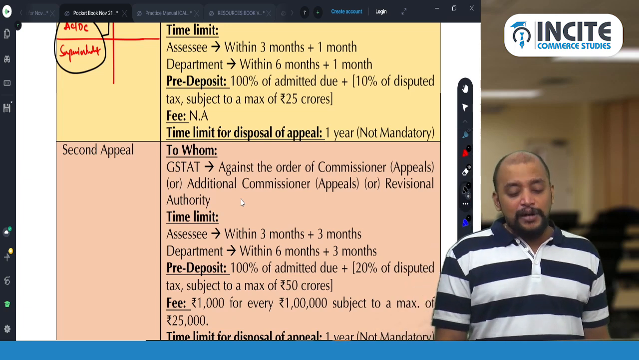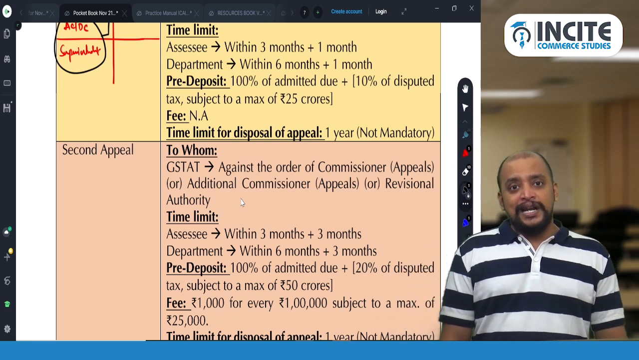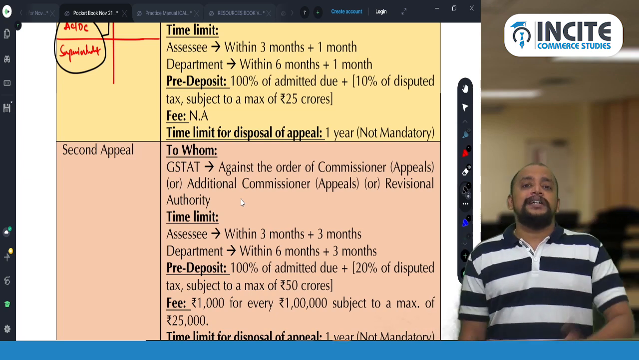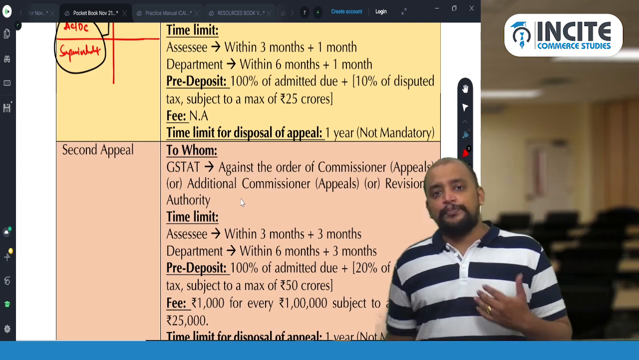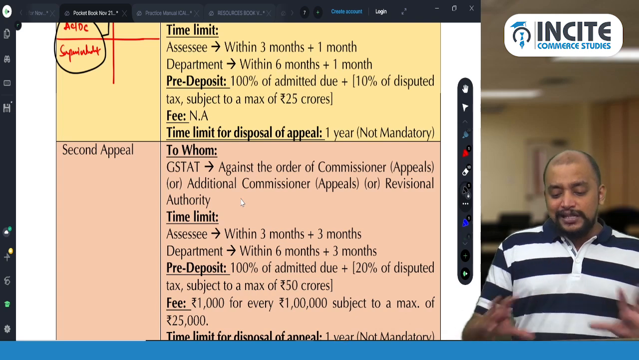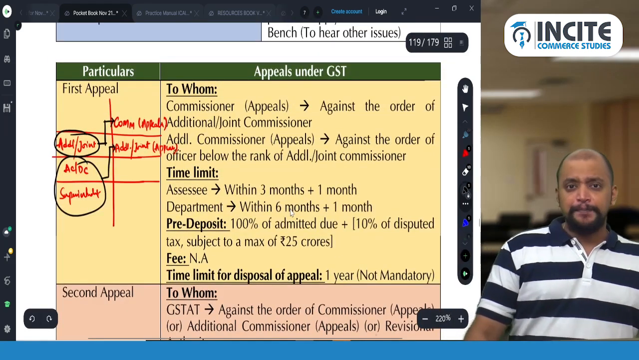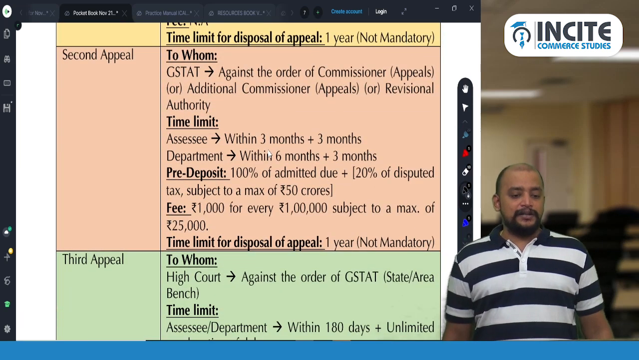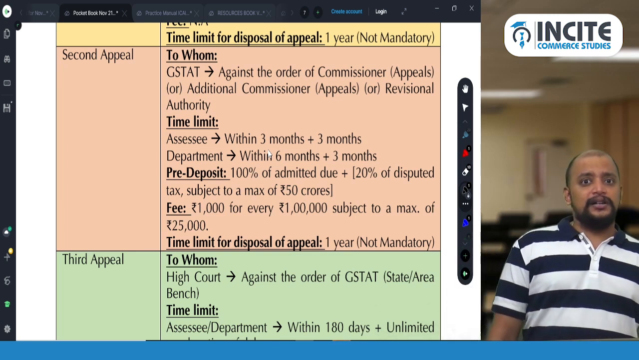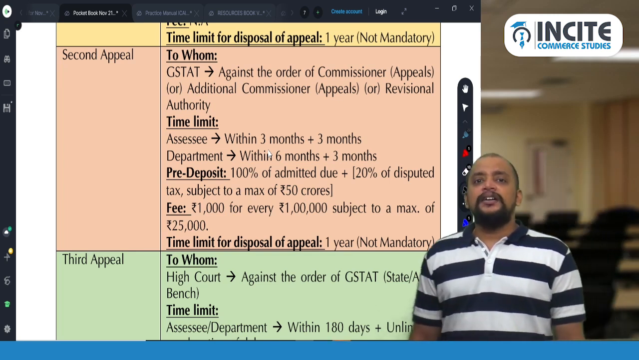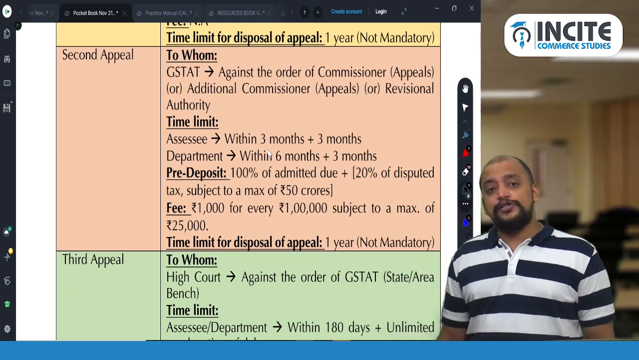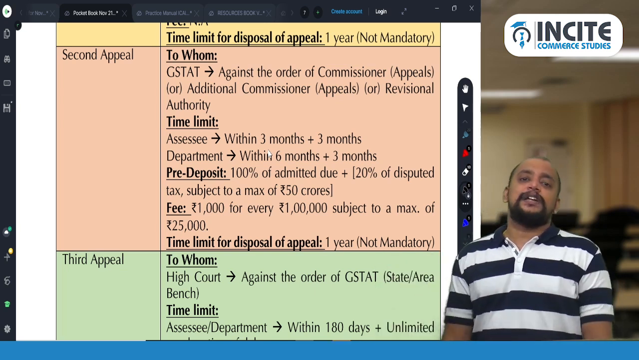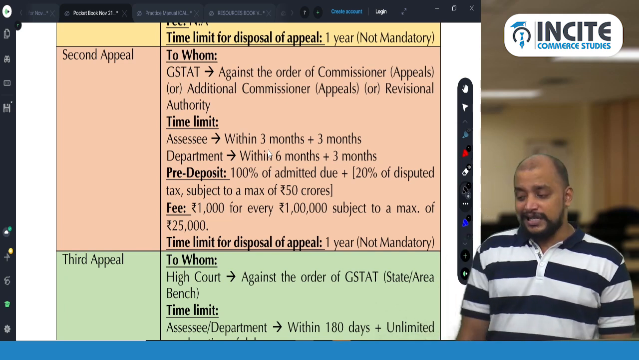Whereas the time limit for disposal of appeal is 1 year, but this is not mandatory. It is recommendatory in nature, wherein within 1 year from the date on which they made an appeal, the appeal should be disposed of. So these are the details pertaining to the first appeal here. And in case of second appeal, it lies with GSTAT. Okay, second appeal lies with GSTAT. So in case of second appeal, from the first appeal, either department also can go for appeal. So it will be called appeal only, not called review. So either the department can go for appeal or the registered person can go for appeal, anywhere to the GSTAT.